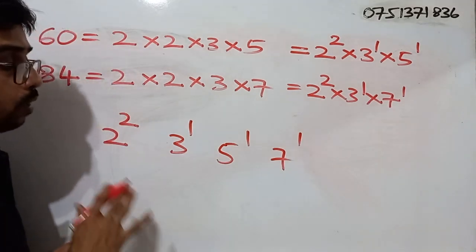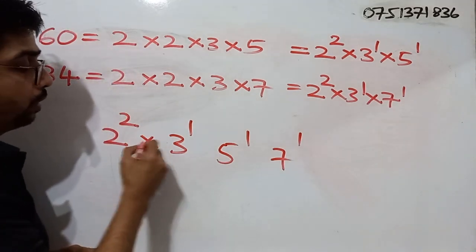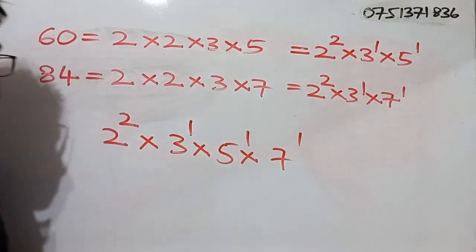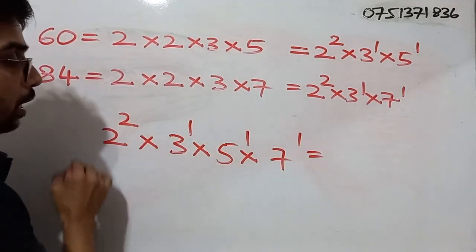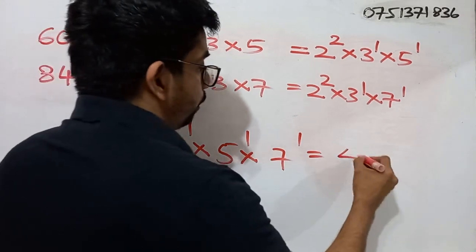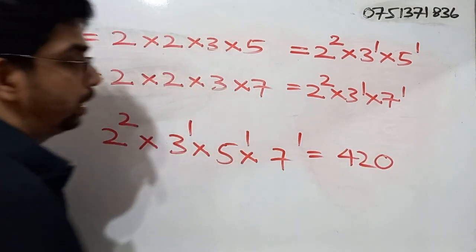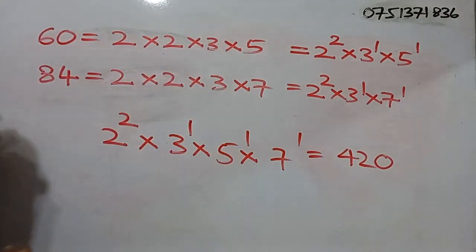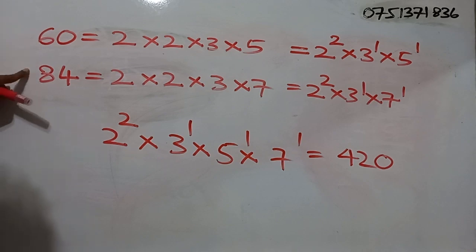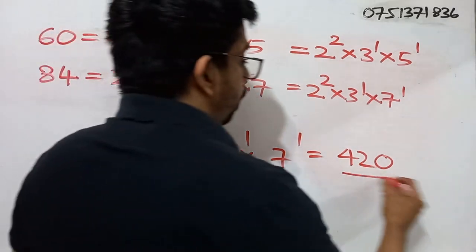Now we are not done. What do we have to do? We have to take the product. So when we take the product of this expression, what will it be? 420. So that means when we consider 60 and 84, what is the LCM? 420.